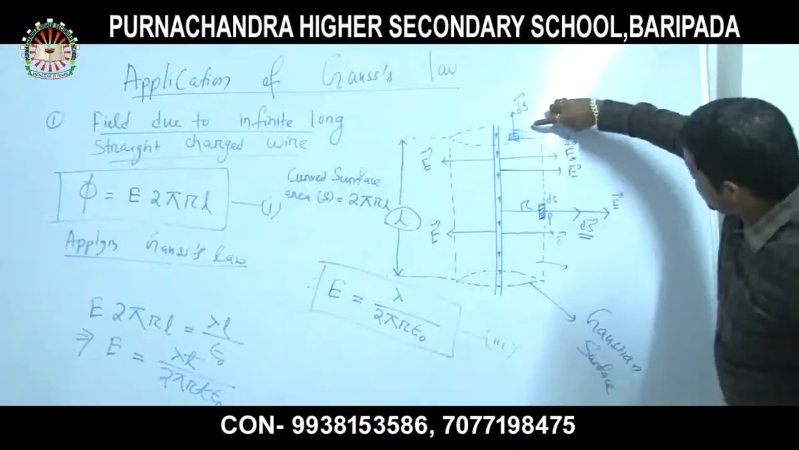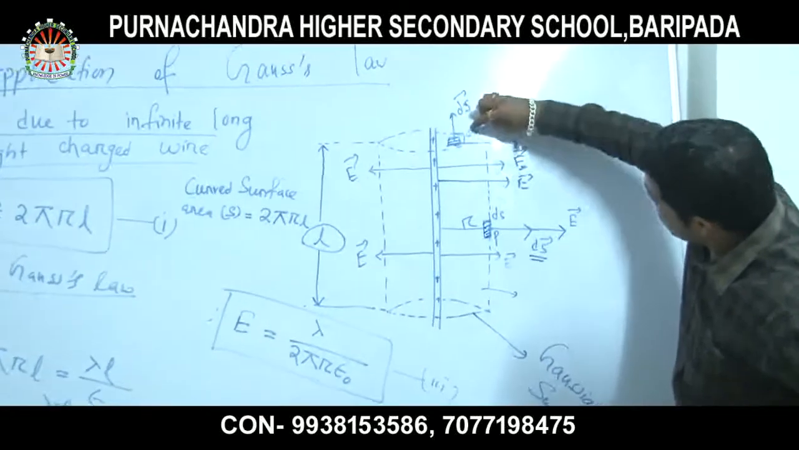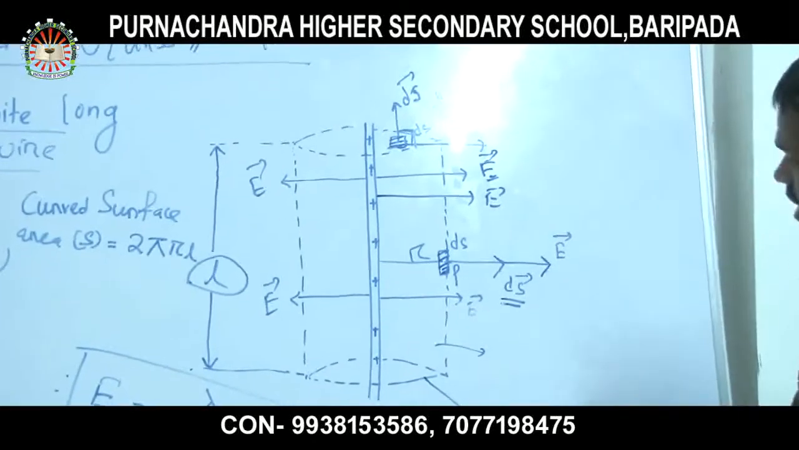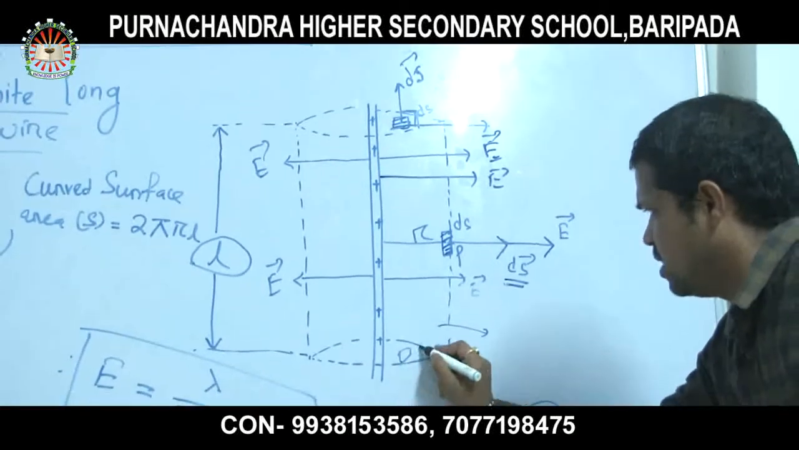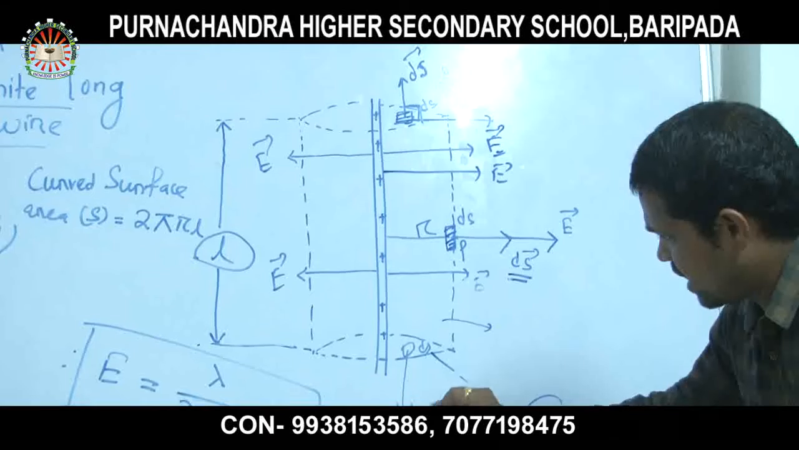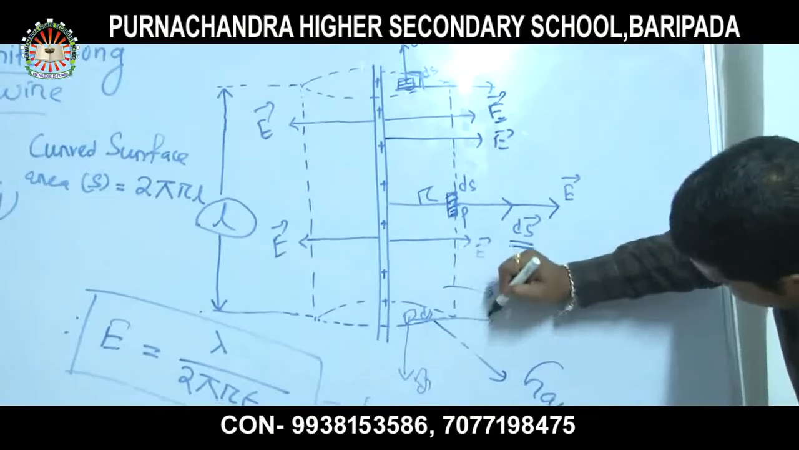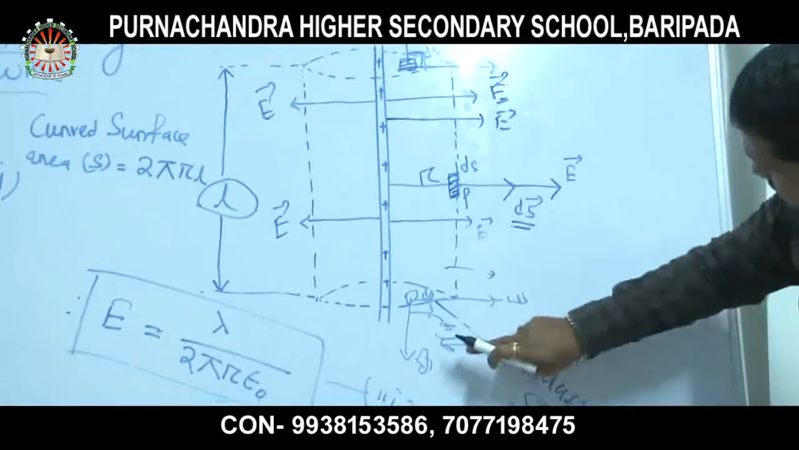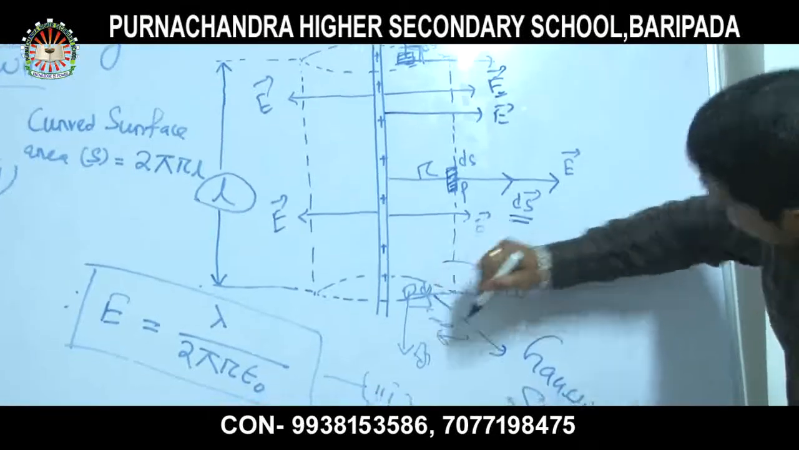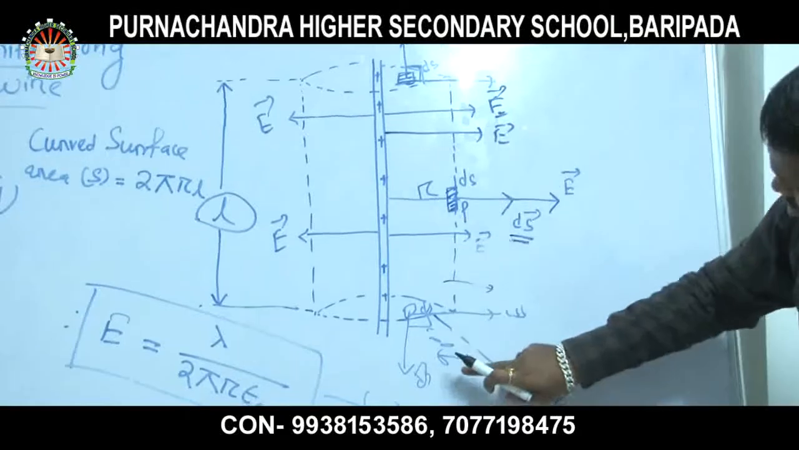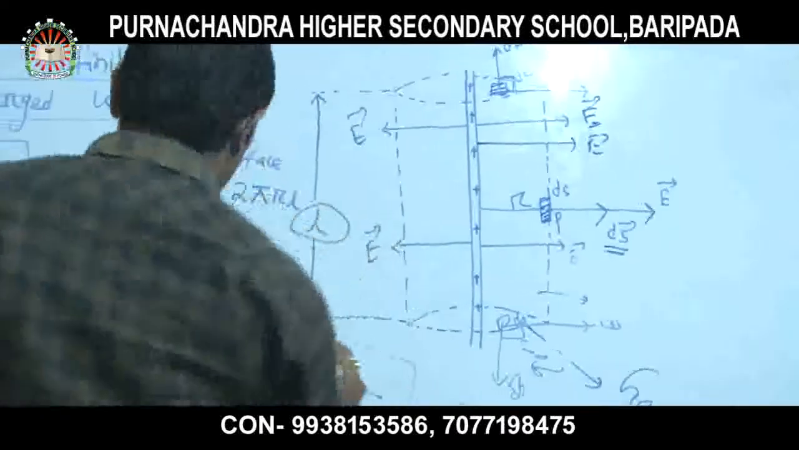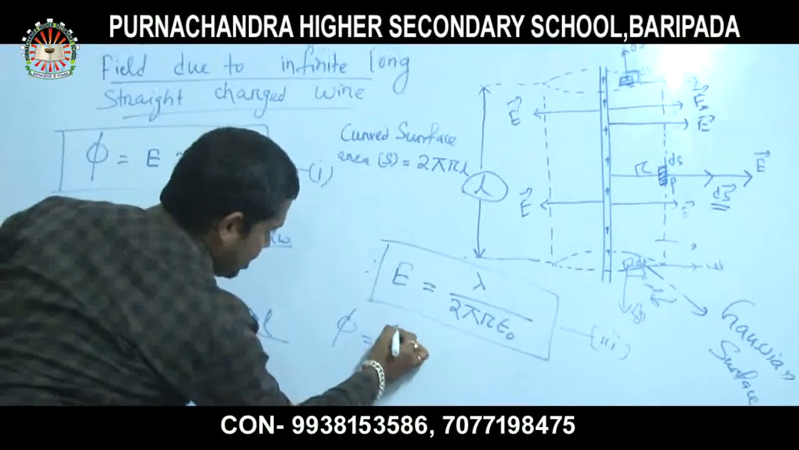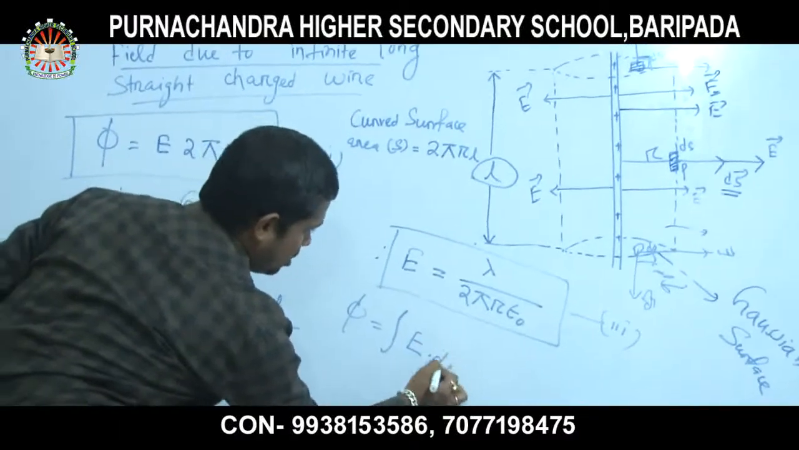Look at this small area dS and the electric field intensity: the angle between them is 90 degrees. Here also, there is a dS, this is the direction of dS, and this is the electric field intensity. So what is the angle here also? 90 degrees. This is also 90 degrees. If I apply the formula, the flux phi is equal to the integration of E dot dS.